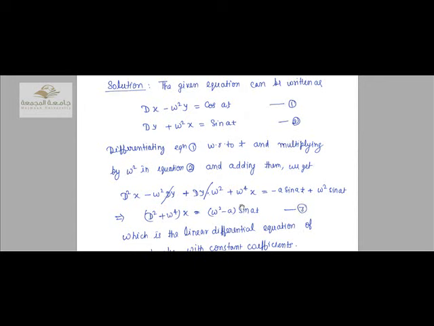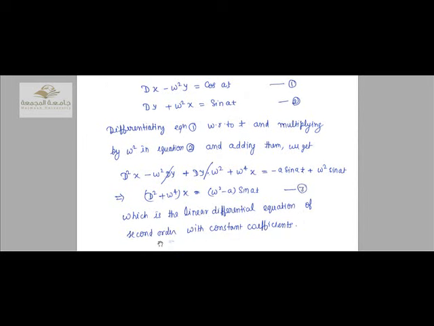Differentiating equation 1 with respect to t and multiplying equation 2 by ω² and adding them, we get D²x − ω²Dy + ω²Dy + ω⁴x = −a sin(at) + ω² sin(at), which implies (D² + ω⁴)x = (ω² − a) sin(at), equation 3, which is a linear differential equation of second order with constant coefficients.